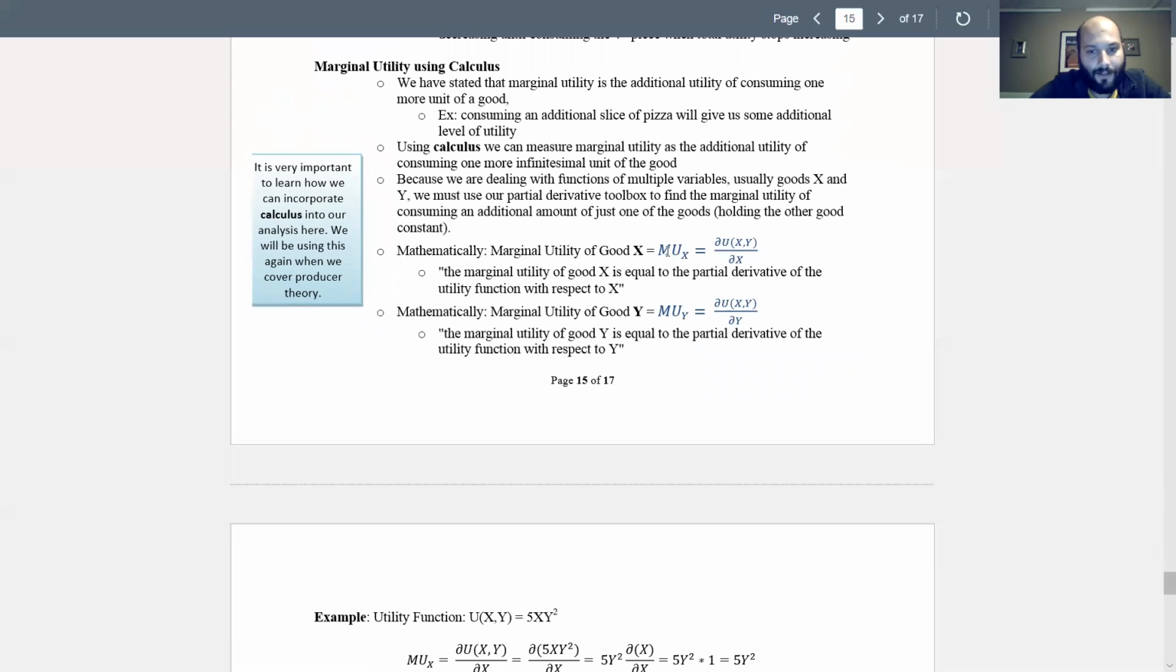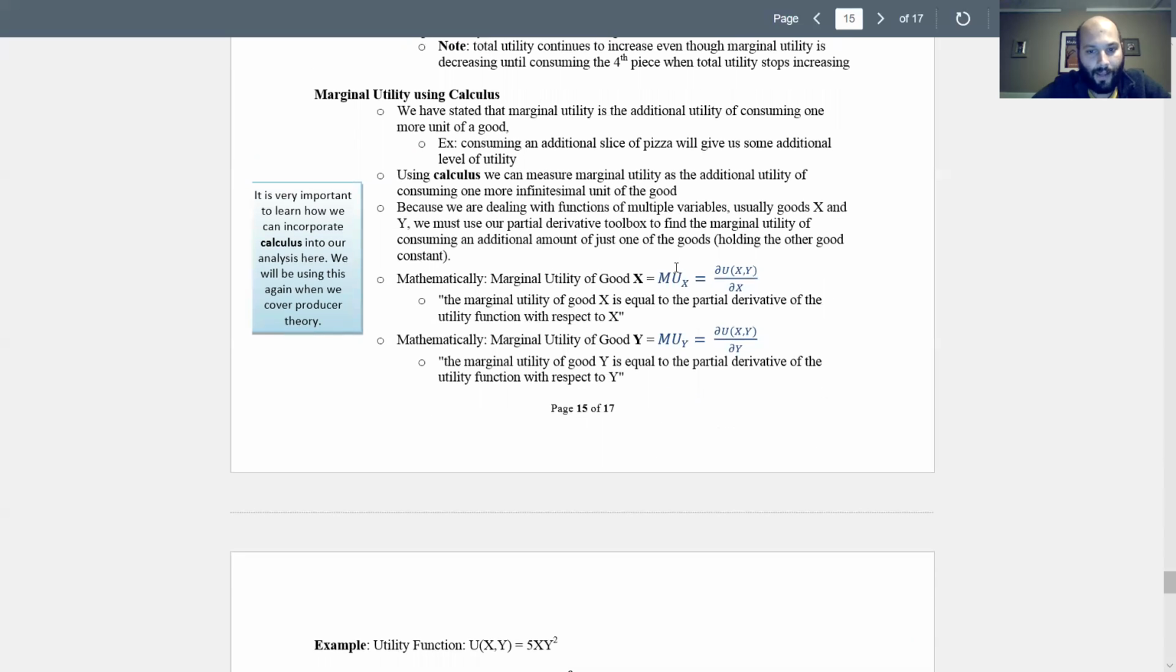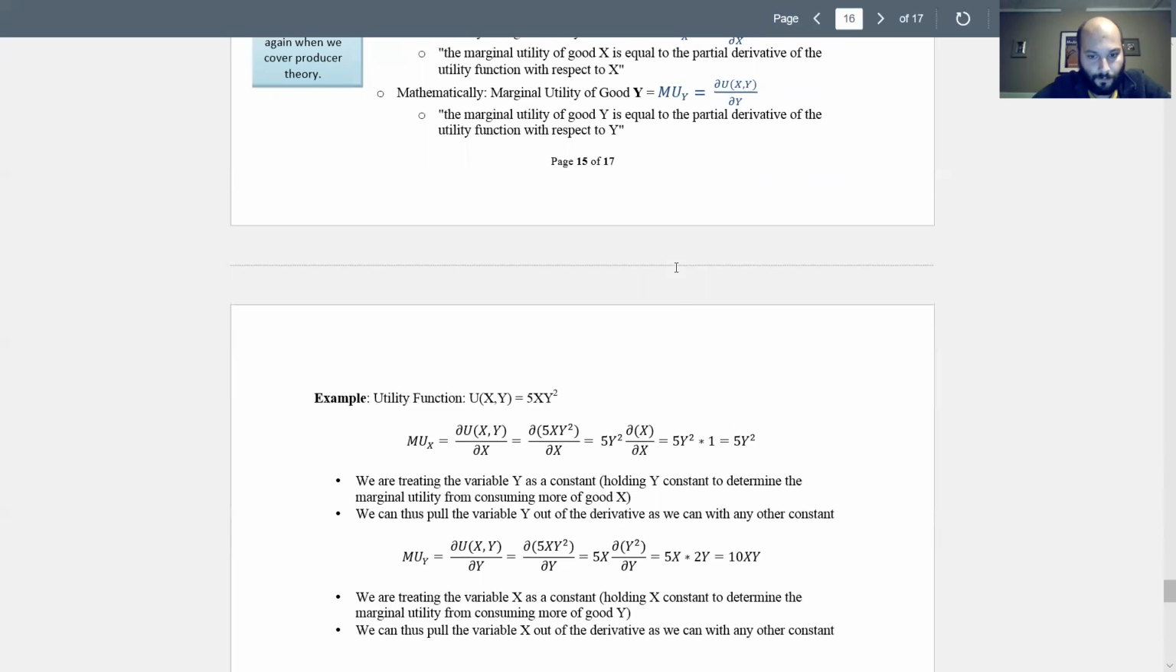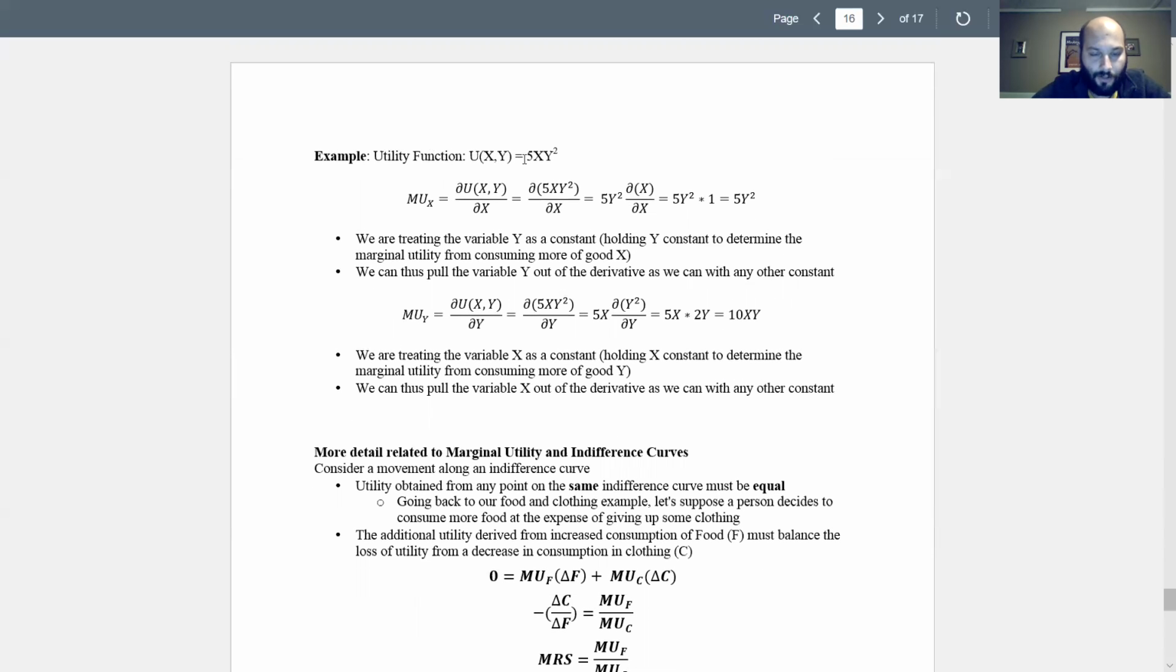So we need to find the marginal utility of x, which is the derivative of the utility function with respect to x. And we need to find the marginal utility of y, which is the derivative of the utility function with respect to y. Then we take that ratio, the marginal utility of x over the marginal utility of y, which is the slope of our indifference curve. So here's an example problem. Given a utility function 5xy squared, we want to find the marginal utility of x, the marginal utility of y, and then ultimately we're going to divide them and take the ratio.